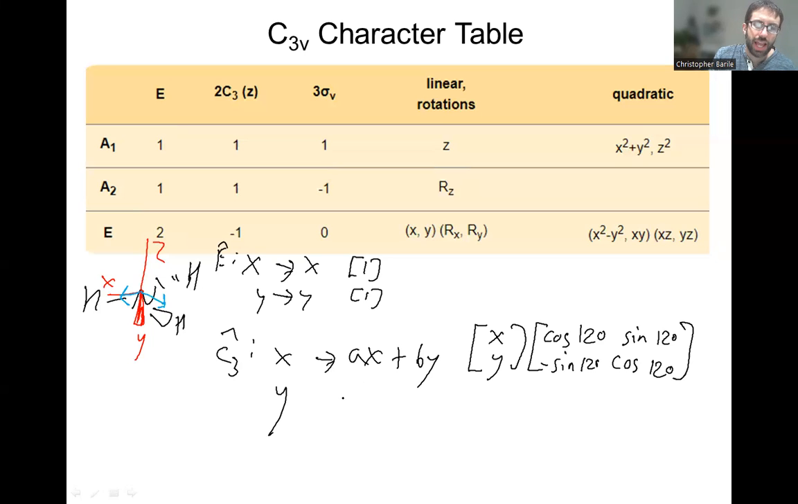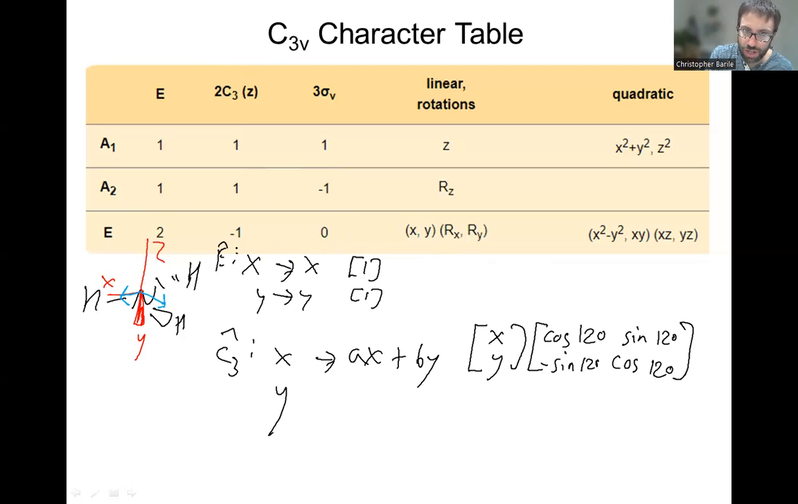Okay? And so the issue here is that x and y are dependent upon each other. And so what that means is that they transform together. You can't separate them. And so we have to treat this as a 2x2 matrix. And mathematically, because we have to treat the C3 operation, the C3 class, as a 2x2 matrix, we also have to treat the identity as a 2x2 matrix.